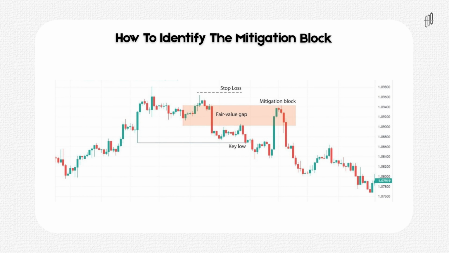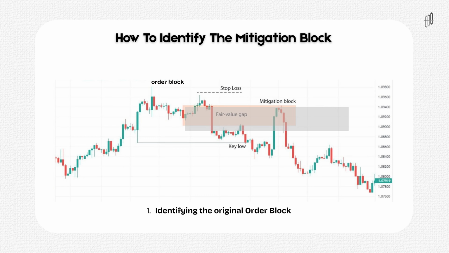Now let us get completely specific about the identification of mitigation block. Step 1 is identifying the original order block at the origin of a significant institutional move and marking the complete zone clearly on your chart, from the open of the order block candle to the close, with the full range, including wicks noted as the outer boundaries.